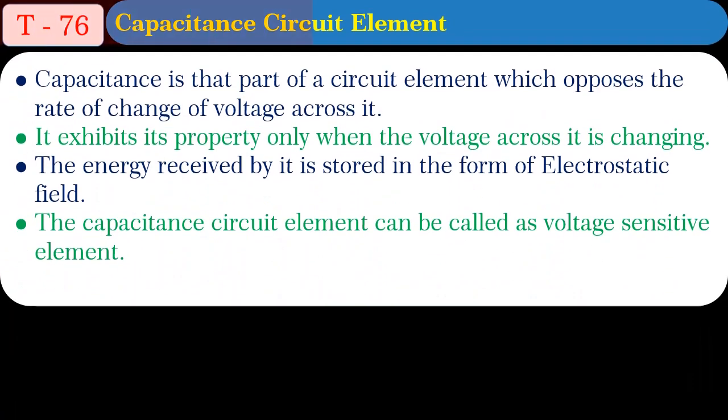Friends, next we shall take up the capacitance circuit element. You know that the capacitance is that part of a circuit element which opposes the rate of change of voltage across it. It exhibits its property only when the voltage across it is changing. The energy received by the capacitance is stored in the form of electrostatic field. Hence, the capacitance can be called a voltage sensitive element.